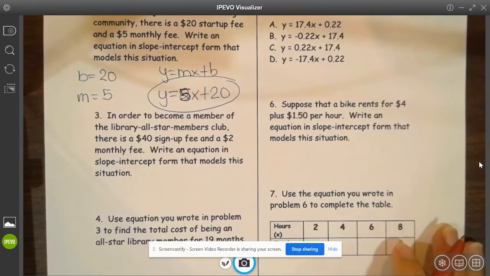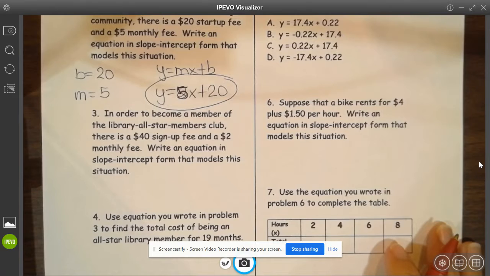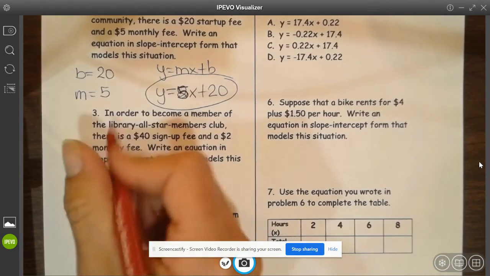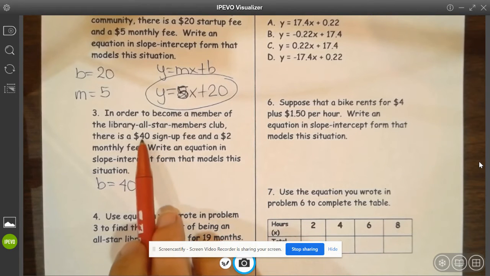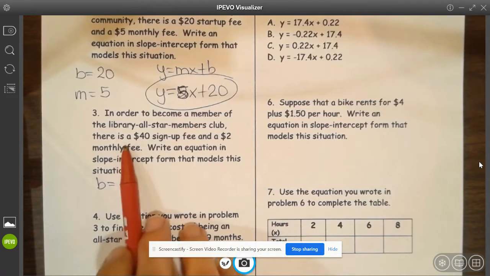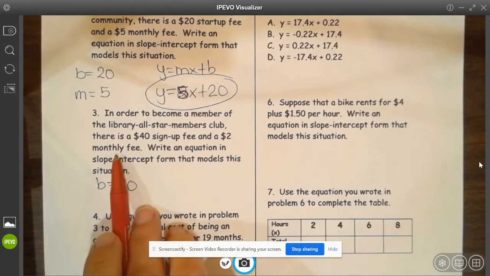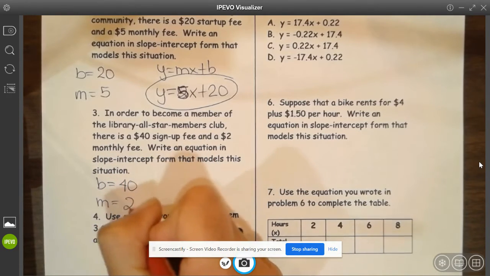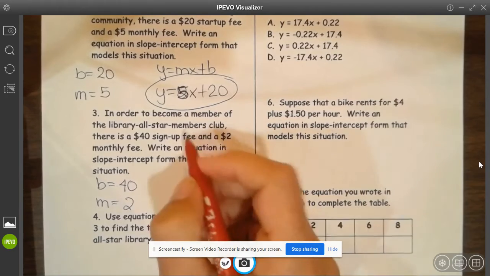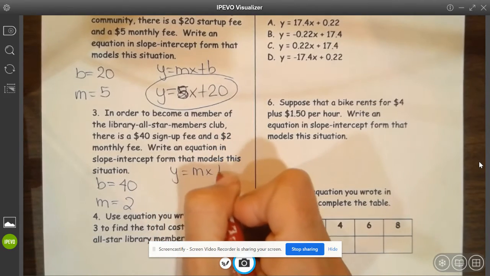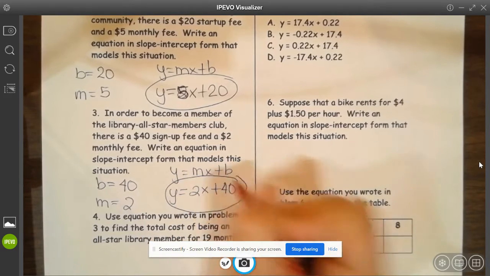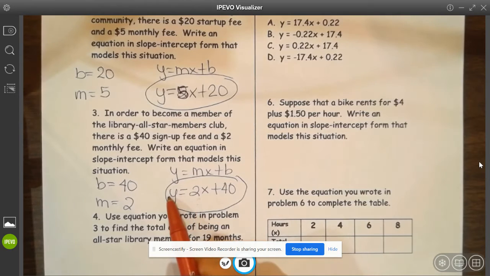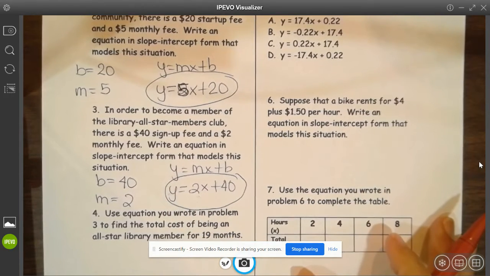Let's do another one. It says, in order to become a member of the Library All-Star Members Club, there is a $40 sign-up fee. Again, that's our b, $40. That's the easiest one to recognize because it's just an entrance fee or something that you have to pay, a fixed cost. And then there is a $2 monthly fee, again with the monthly fee, that is a rate of change. So that's my slope. So it changes depending on how many months you go. So y equals mx plus b, and then y equals 2x plus 40. And that equation will give me the total price for the membership.